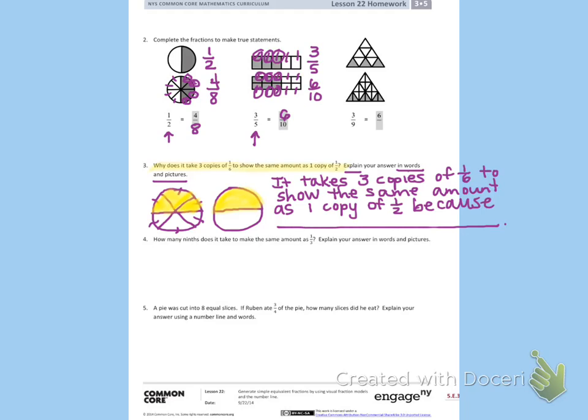I better highlight the important information. In this case, that's the question. How many ninths does it take to make the same amount as 1/3? I'm highlighting that so I remember to answer the question at the end. I know I need to underline the important details, explain in words and pictures, so I remember to follow the directions. I'll start with pictures again. This time I'll do a rectangle.